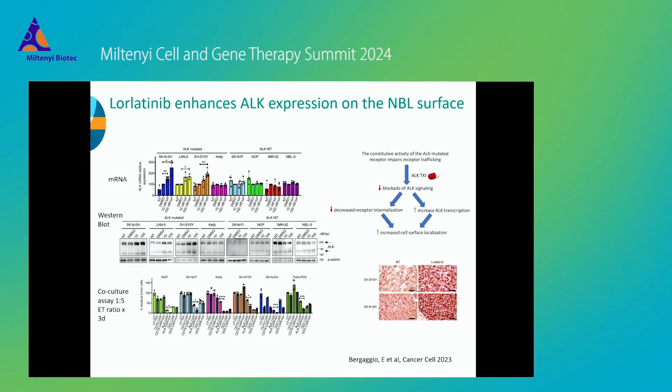So lorlatinib not only stops the oncogenic activity of ALK, but also stabilizes and increases the production of the protein on the surface. So there is much more ALK available on the surface to target for CAR T cell activity, right? We thought this could be a very nice double effect, with lorlatinib blocking the tumor proliferation, but also upregulating ALK expression on the surface and thereby facilitating CAR T targeting.